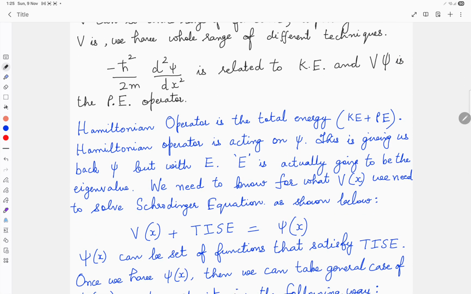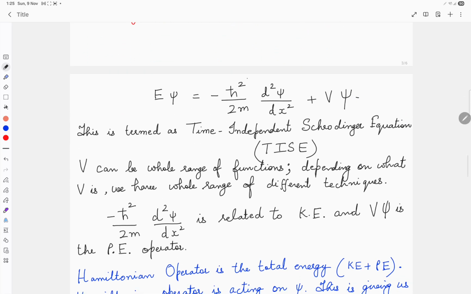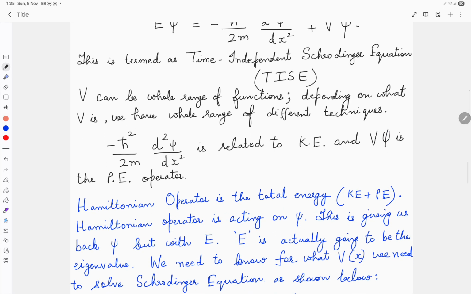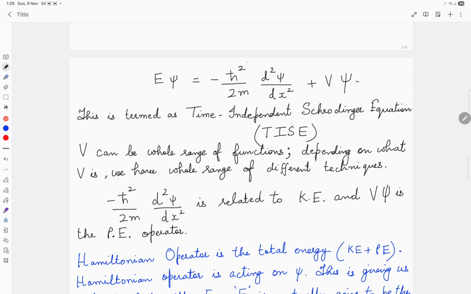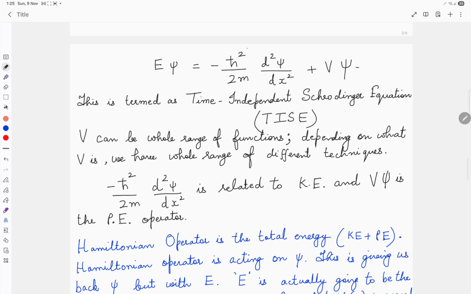Now the Hamiltonian operator is the total energy. So what Hamiltonian operator am I talking about? This is E psi, I'm calling it. We will deal with the Hamiltonian operator in detail in the coming lectures. But we can say that this is the Hamiltonian operator, which is the total energy, that means the kinetic energy plus the potential energy, and the Hamiltonian operator is acting on psi.